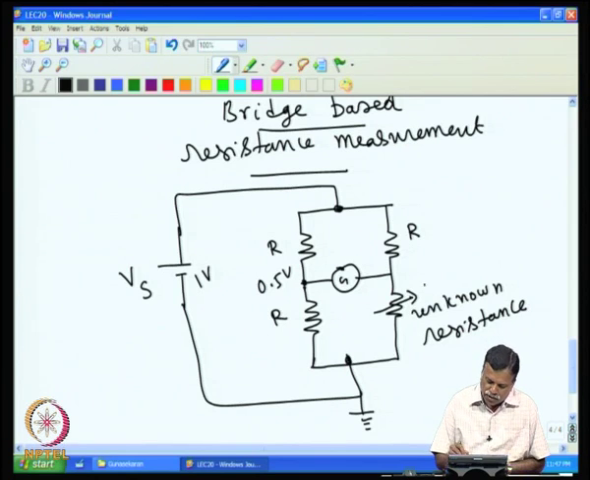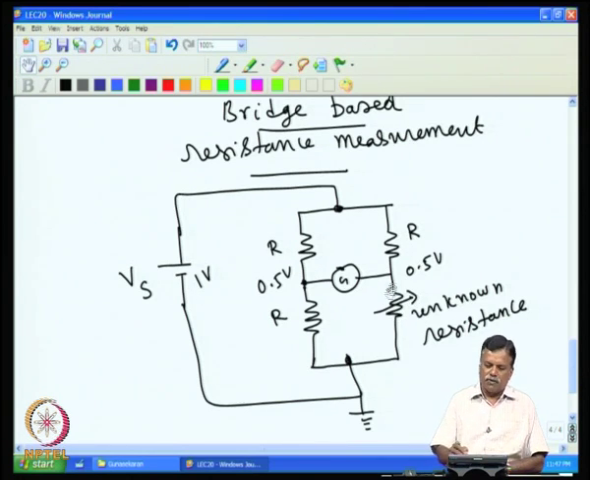Then assume that this unknown resistance value is also equal to this one. Then obviously, this point will also be sitting at 0.5 volt, because these two resistances are equal. Whatever voltage is applied, half of that appears here. So this is equal to this and this is equal to this, or all four can be equal. In that case, you get 0.5 volt here, 0.5 volt here, then the voltage across the galvanometer is 0, and we call the bridge balanced.